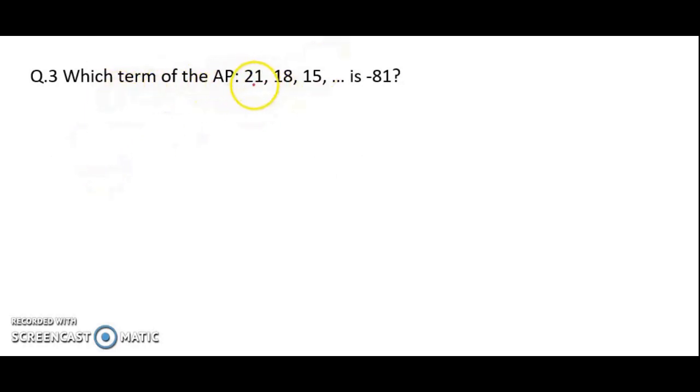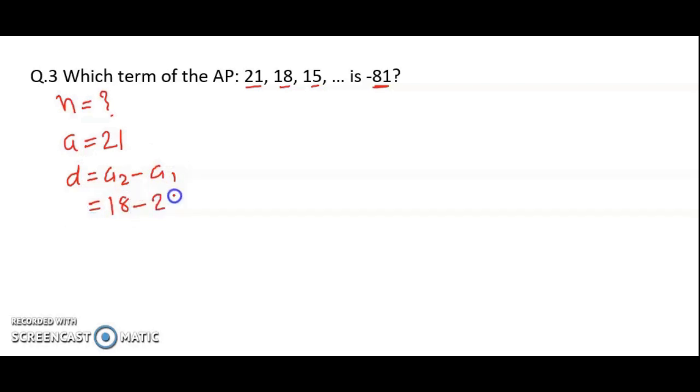Which term of the arithmetic progression 21, 18, 15, is minus 81? So this question is also similar to question number 2. Here also, which term means we have to find out the number of terms. First term of this arithmetic progression, that is a, is given 21. Common difference is equal to a2 minus a1. So a2 is 18 and a1 is 21. So the common difference we get is minus 3. And the nth term is equal to minus 81.